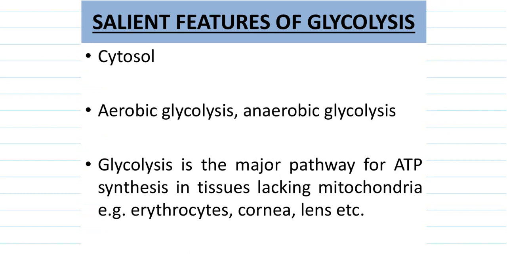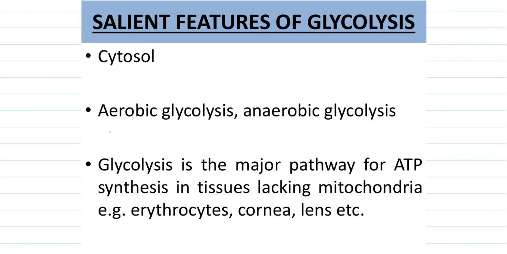So let's look at the salient features of glycolysis. Glycolysis occurs in the cytosol because all the enzymes that are required for glycolysis are present in the cytosol. Glycolysis can be aerobic or anaerobic. When glycolysis occurs in the presence of oxygen, it is called aerobic glycolysis, and its final product is the 3 carbon compound pyruvate.